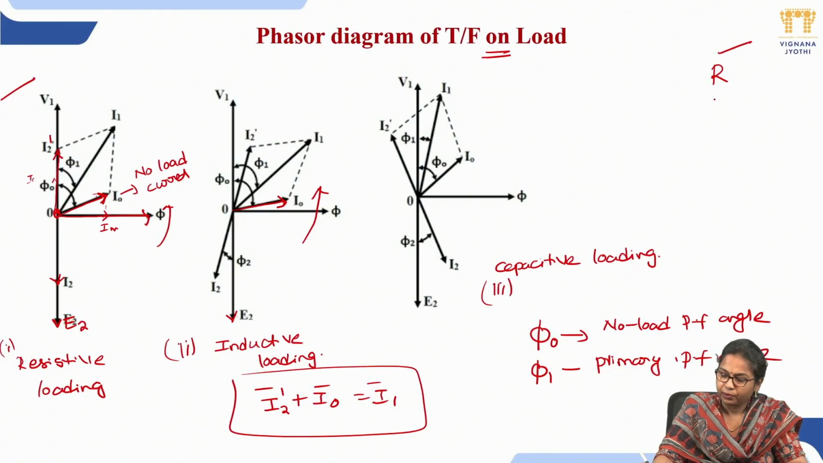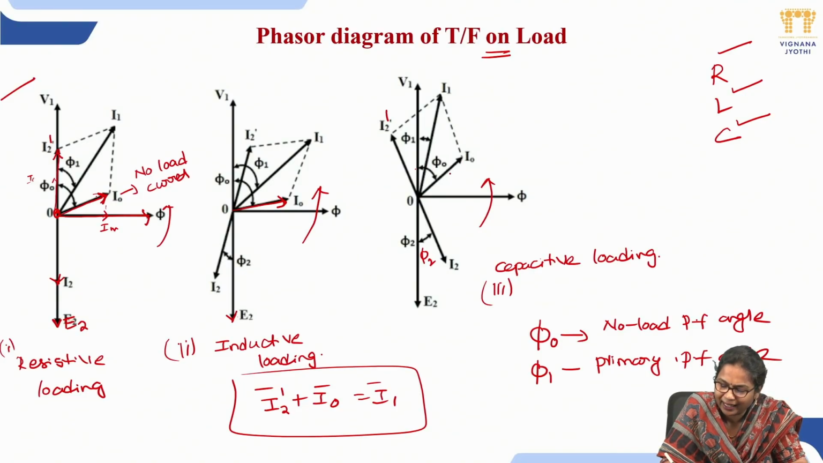Initially we have done with resistor loading, inductor loading, and capacitor loading. As we're talking about the capacitor loading, I2 leads V2 by an angle of phi2, I2 dash is 180 degrees phase shifted, and I0 is a very small amount. The angle between V1 and I0 is phi0, the no load power factor angle, and by adding I0 and I2 dash we get our primary current I1, and the angle between V1 and I1 is phi1.